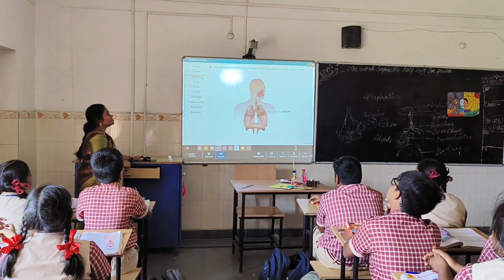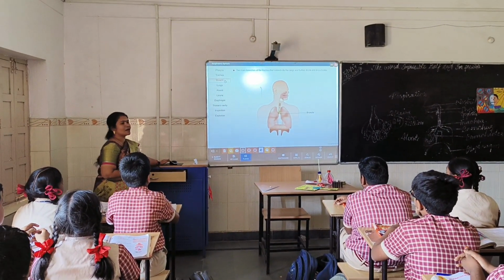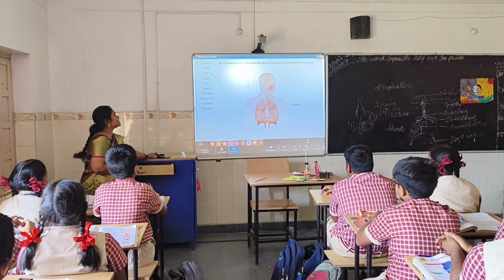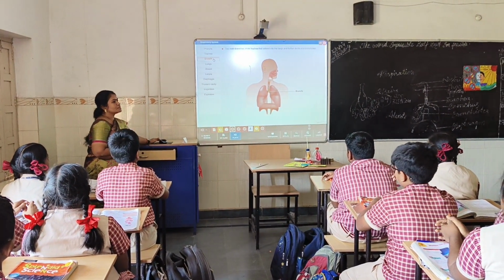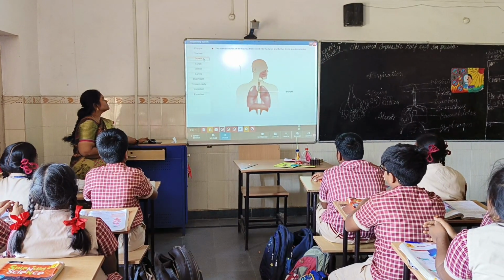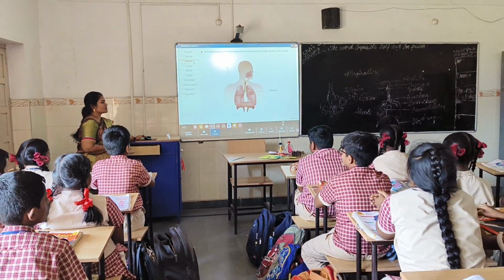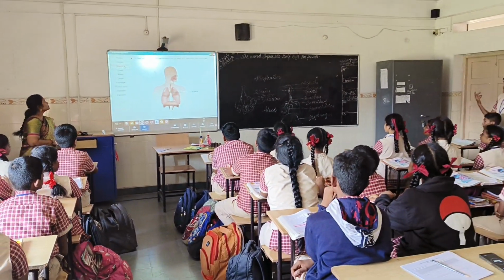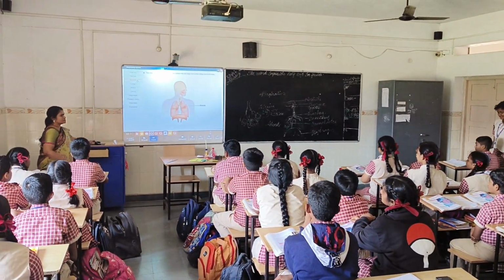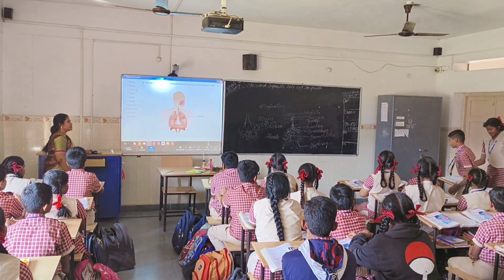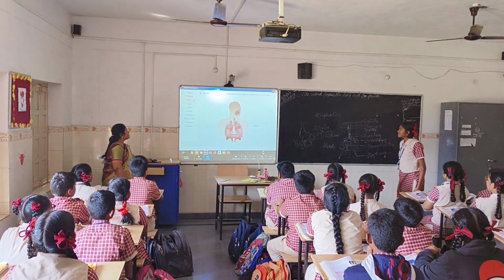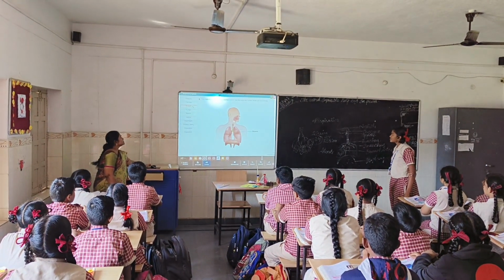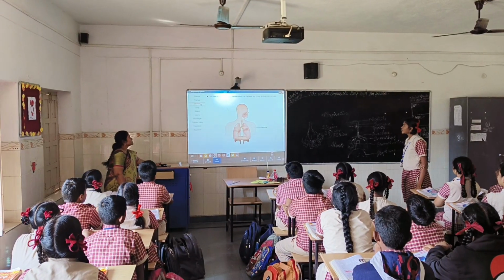Bronchi. Two main branches of the trachea that extend into the lungs and further divide into bronchioles. Tashvika, read out. Come here. From there you read out. Two main branches of the trachea that extend into the lungs and further divide into bronchioles.